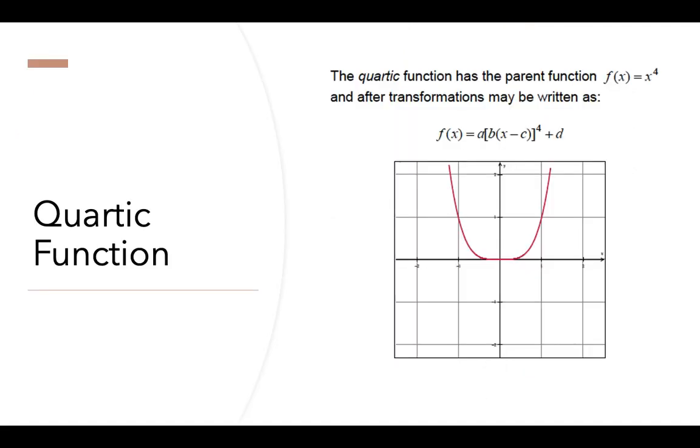Now let's move on to a quartic function. A quartic function looks very similar to a parabola, but you will notice that it's a little bit wider because its exponent is 4. The final transformed equation looks exactly the same as a cubic, but this time the exponent will be 4, and it's a wider parabola-like U shape.